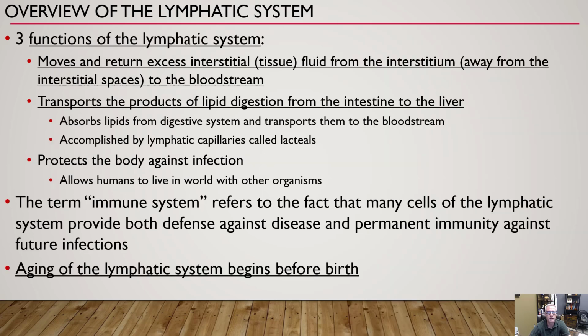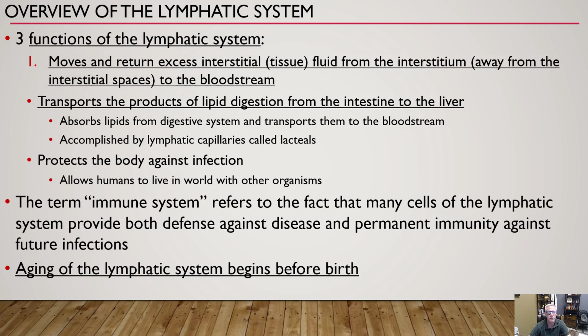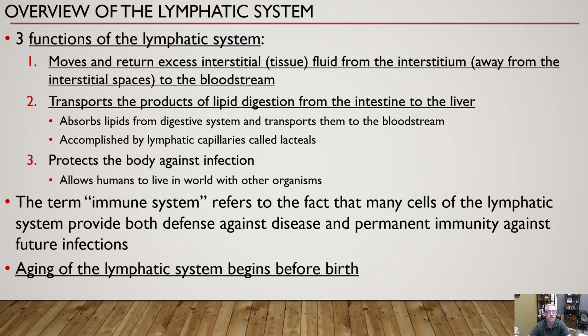All right, so what does the lymphatic system do? There are really 3 things that the lymphatic system does. And we'll do 1, 2, and 3. The first thing that it does is move and return that interstitial fluid, that extracellular fluid, away from the interstitial space and transport it back into the bloodstream. That's that extra 3 liters of fluid.